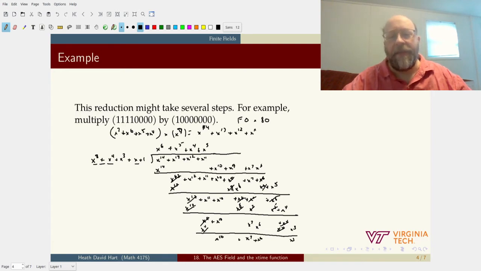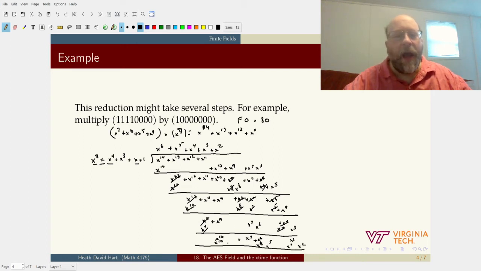And x to the 10th is still too big. So we take x to the 8th into x to the 10th. That goes in x squared times. And we get x to the 10th. X to the 4th times x squared is x to the 6th, sorry. X cubed times x squared is x to the 5th. X times x squared is x cubed, and 1 times x squared is x squared.